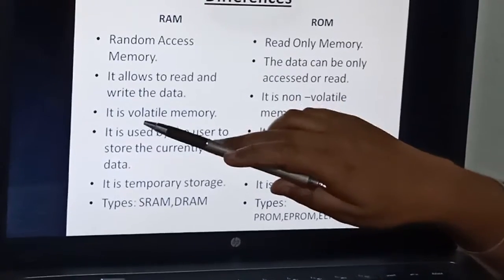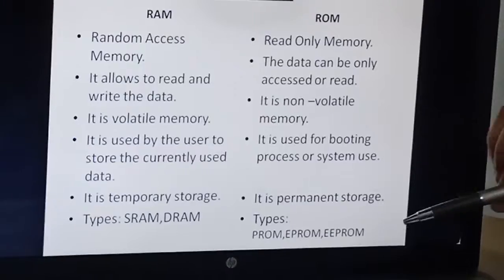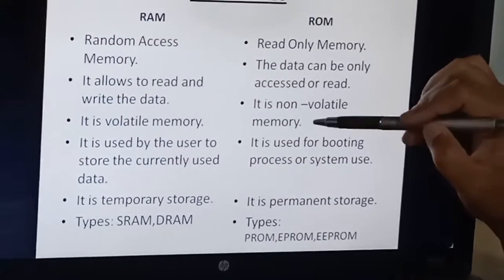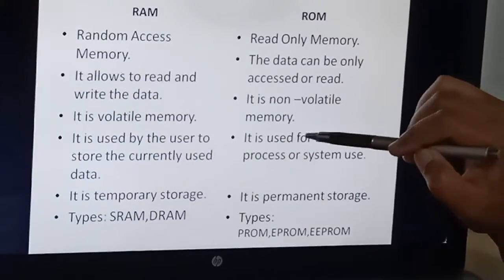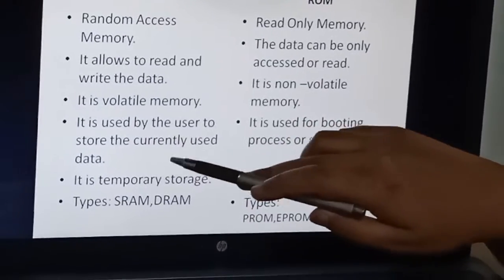The third point is that RAM is volatile memory. Volatile means temporary memory. It will store the data till the power is on. And ROM is non-volatile memory. The next point is that RAM is used by the user to store the currently used data.